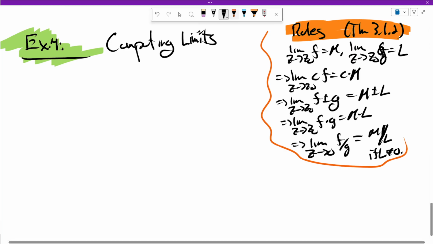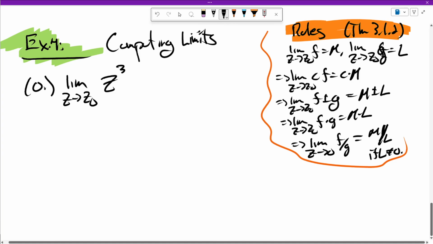All right, great. So let's apply those rules to the extent that we can to compute the following limit. We're going to start with part 0, and just look at the limit as z goes to z naught of something like z cubed.